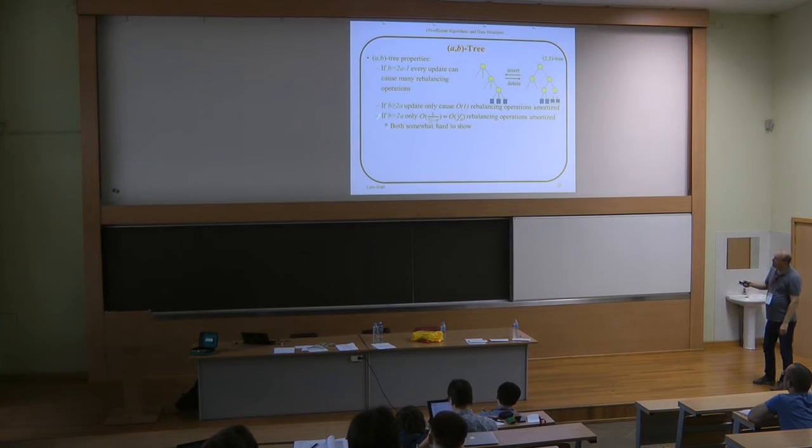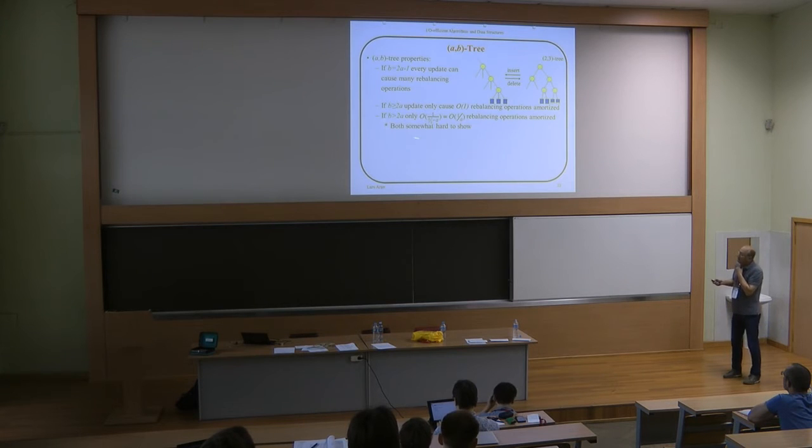In fact, I can do even better. If I go one further up and say, instead of B having to be at least 2A, it has to be at least 2A plus 1, then I can actually show that on the average, I only do 1 over A rebalancing operations. So very, very seldomly I travel anywhere in my rebalancing.